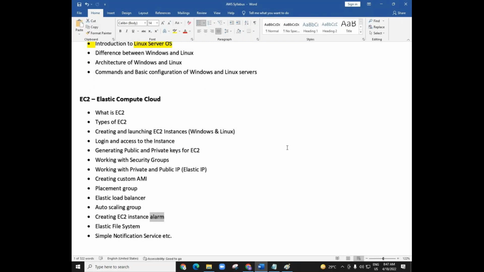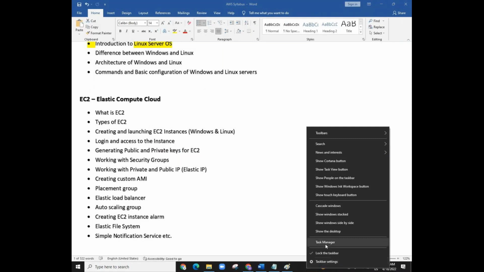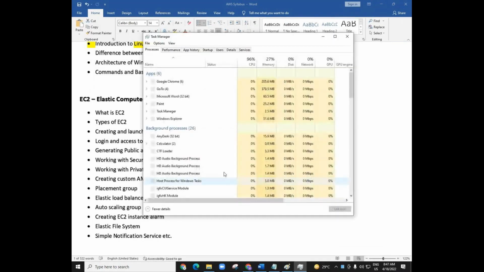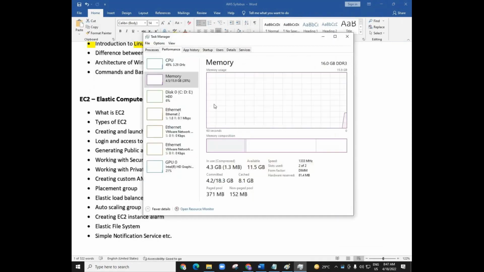You know how to check how much GB RAM is in use? If you go to the task manager, you can go to performance and check here. This is your second option, memory. I have a total of 16 GB RAM here. Out of 16 GB RAM, how much is already used here? You can clearly see 4.5 GB RAM is already in use.